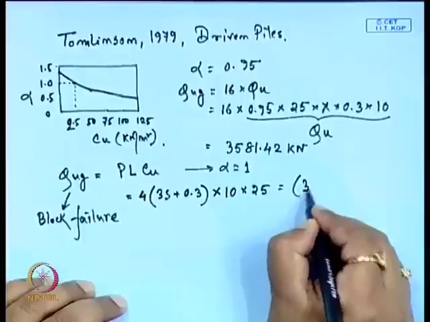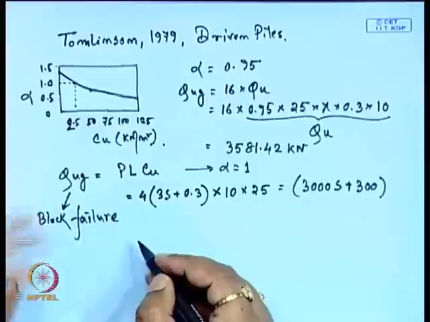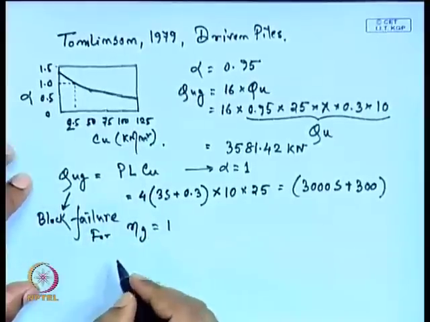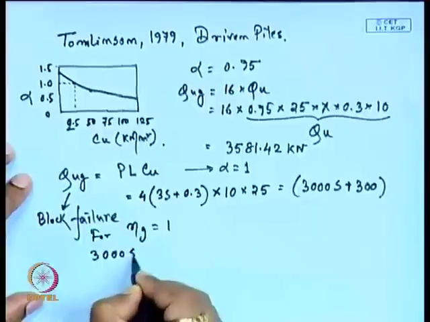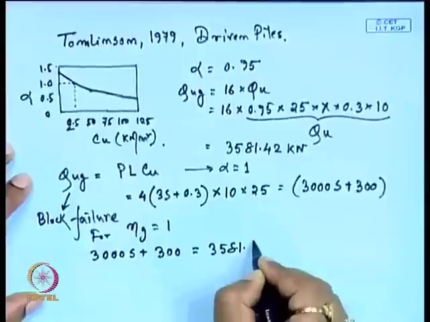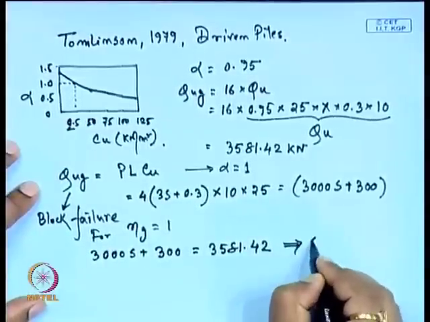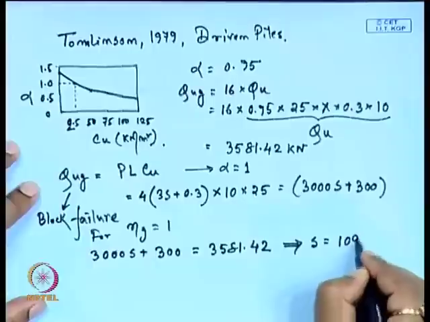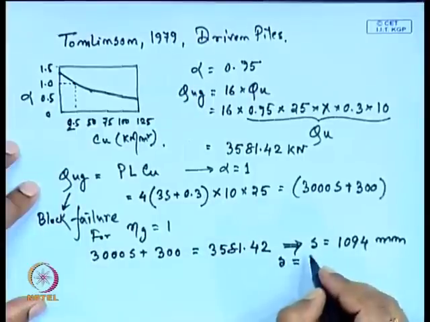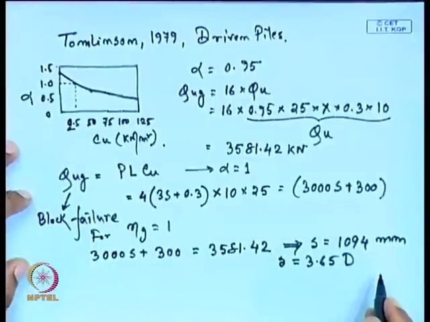So, this is 3000 S plus 300. Now, for efficiency equal to 1, we can write that 3000 S plus 300 is equal to 3581.42. So, from here we can calculate that S is coming 1094 millimeter, or S is equal to 3.65 D, where D is the diameter of the pile.